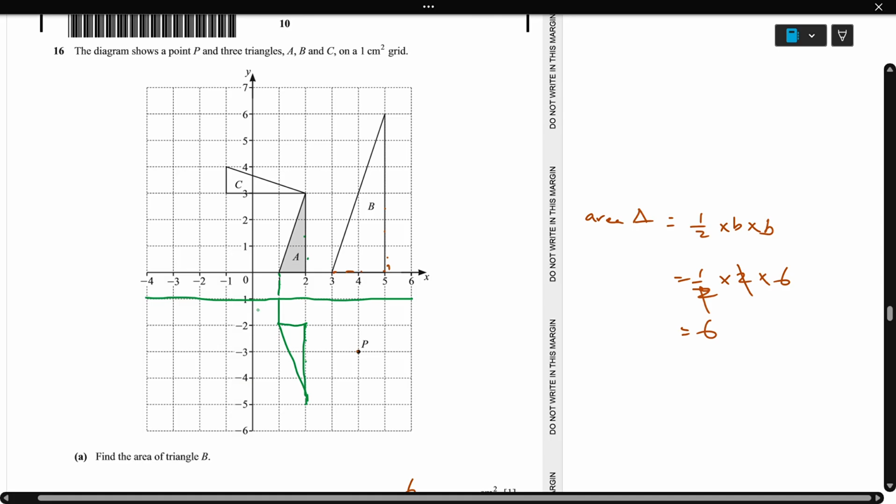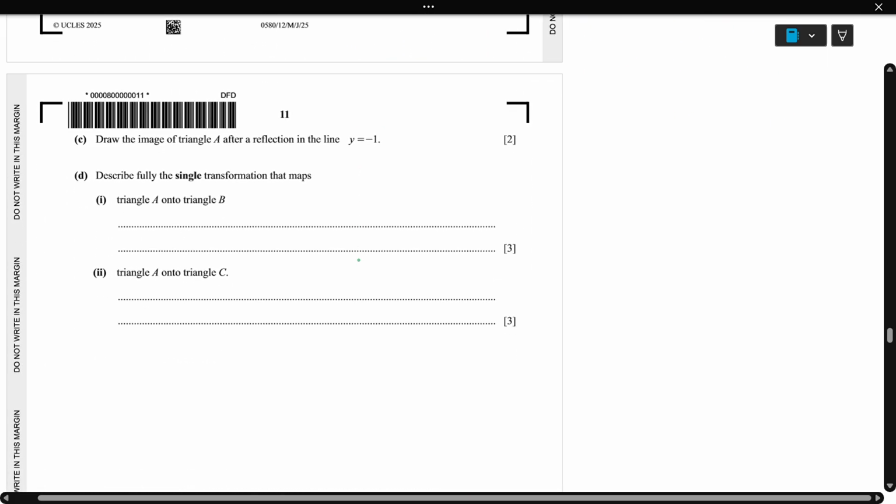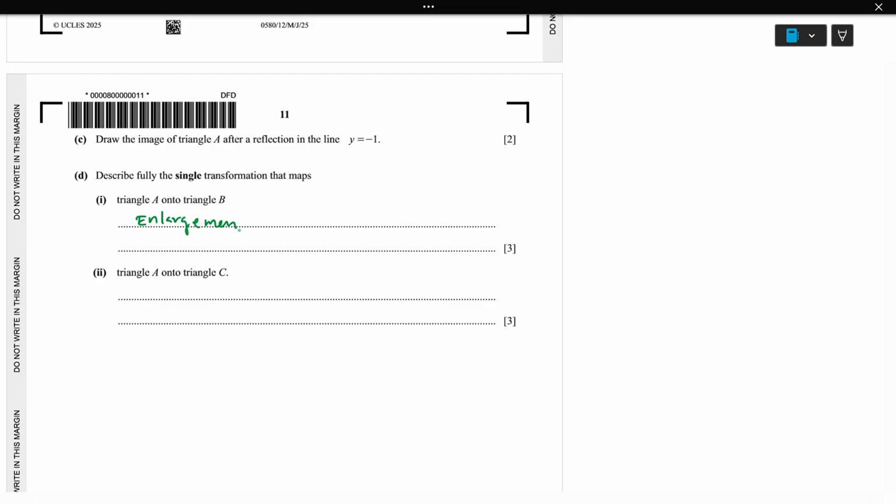Next one, describe fully the single transformation that maps triangle A onto triangle B. Obviously, this is not a reflection or a rotation. This is an enlargement. So 1, 2, 3. So 1, 2, 3, 4, 5, 6. So 3 becomes 6. Scale factor 2. So first we write enlargement.